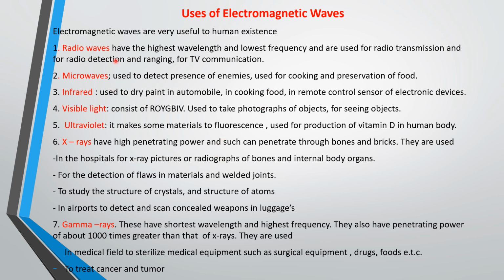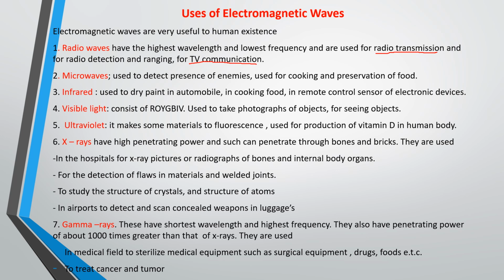One, radio waves. Radio waves have the highest wavelength and lowest frequency. And what are they used for? They are used for radio transmission. So radio makes use of radio waves to transmit and broadcast radio information. They are also used for TV communication. So your TV and radio stations use radio waves to broadcast to us. That okay? So those are the uses of radio waves.